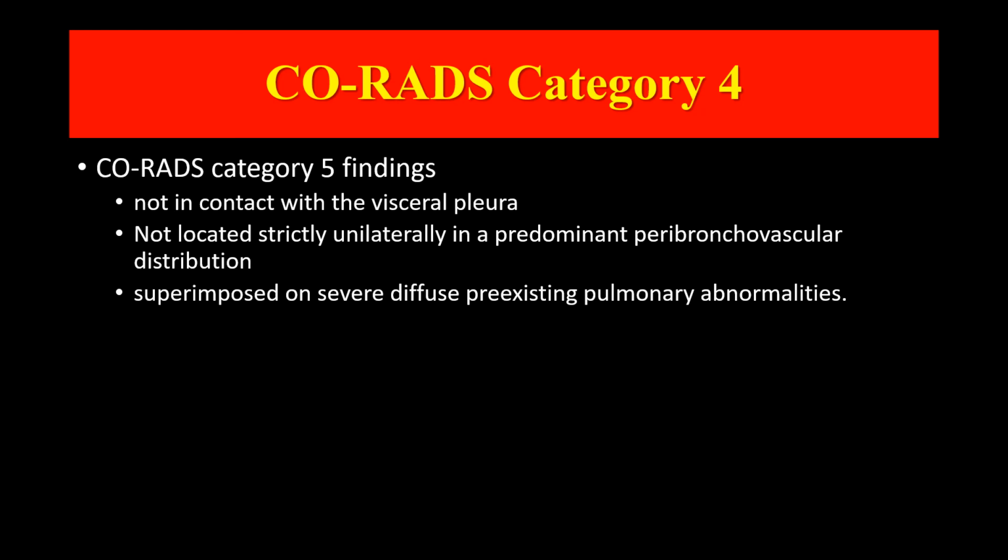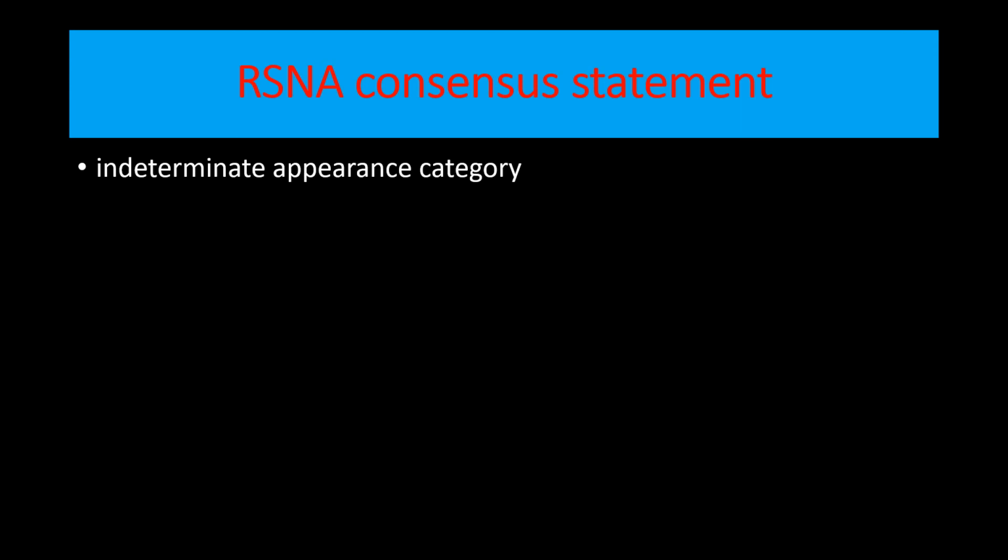So what CO-RADS 4 just tells us is that it has most of the typical features of CO-RADS, except a few findings, like it is not along the visceral pleura, or it is not strictly along the peribronchovascular, and there is unilateral involvement along the peribronchovascular. So this is when we call it category 4. It is looking like COVID-19, but we cannot put it in CO-RADS 5. That's when we put it in 4. This again comes under the indeterminate appearance category in the RSNA consensus statement.